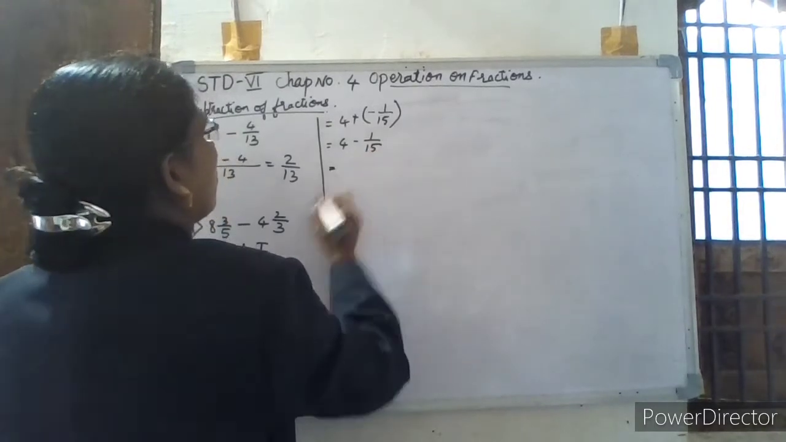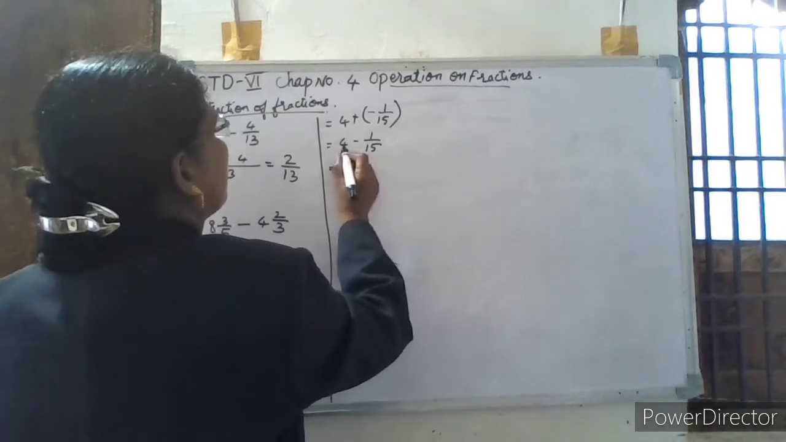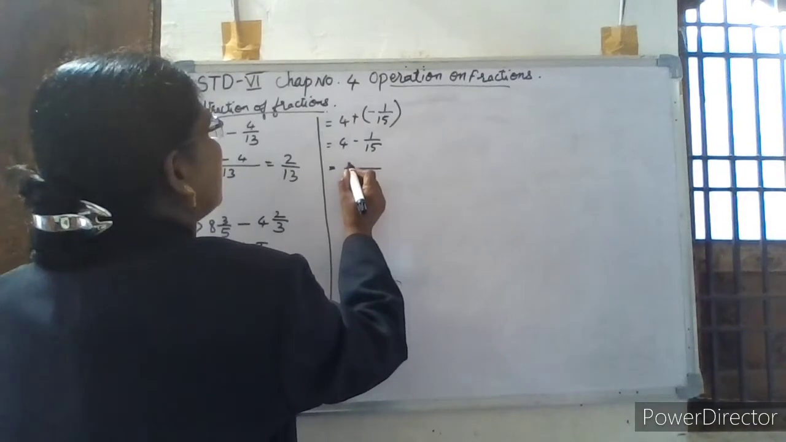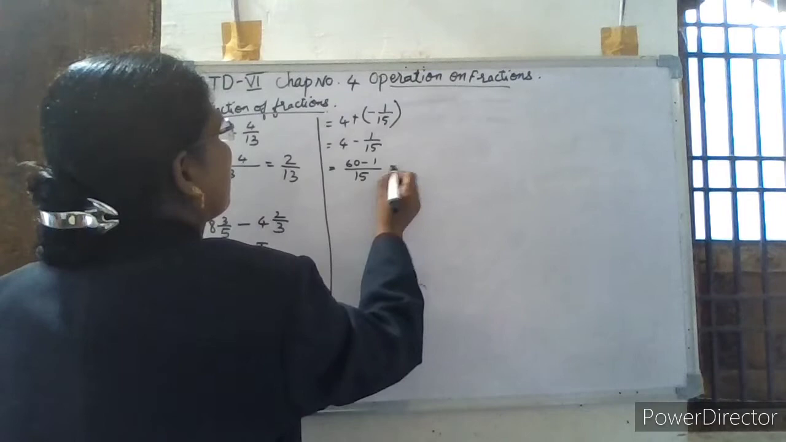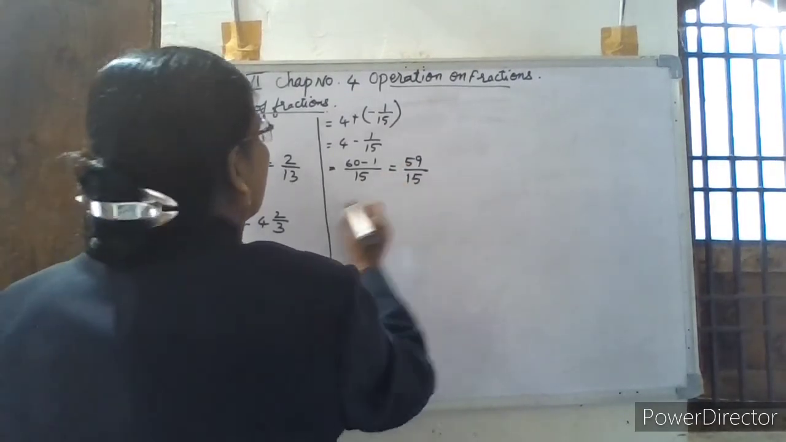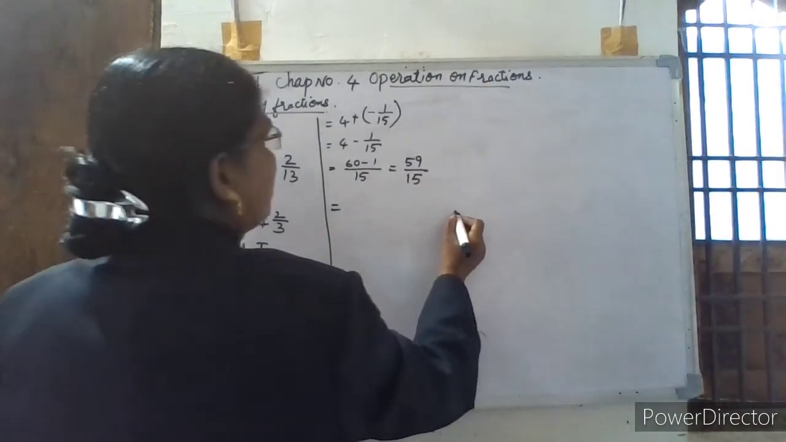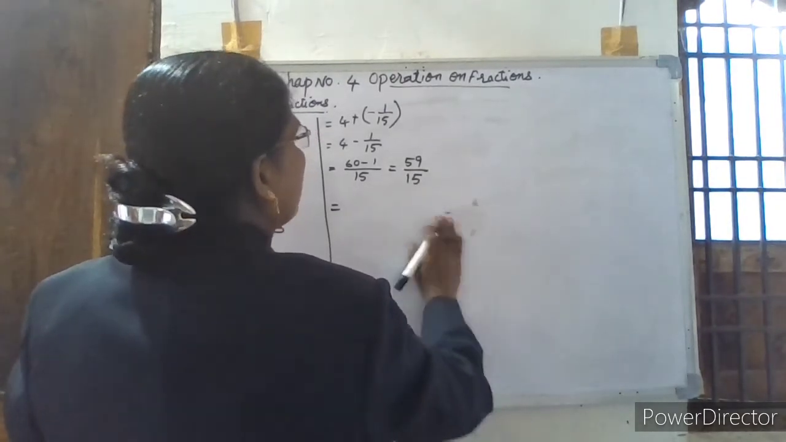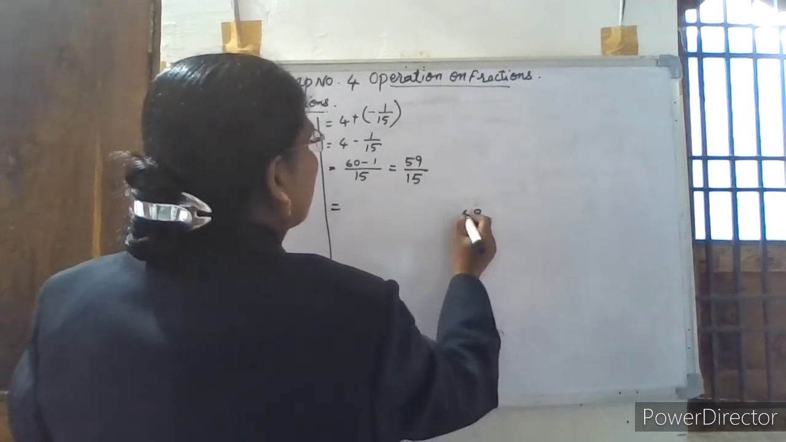So again here we cross multiply: 15 4s are 60, minus 1, so it is 59 by 15. Now we can convert this into a mixed fraction, that is 59 divided by 15.